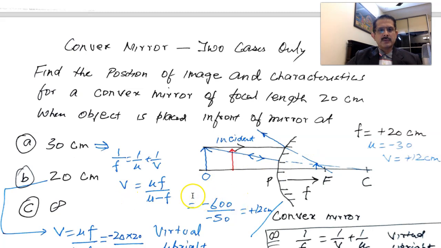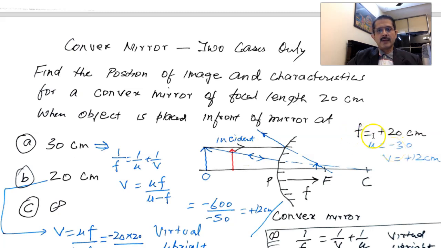Now let's quickly use the formula. If we use the formula 1 by f, if we just put u, we know 30 centimeter, u is minus 30 centimeter for the same reason. Let me quickly elaborate the reason once again. So image is here, object is here, and the direction of u would be from pole to object. So this would be something like this, and this direction is opposite to the incident ray, so it is minus.